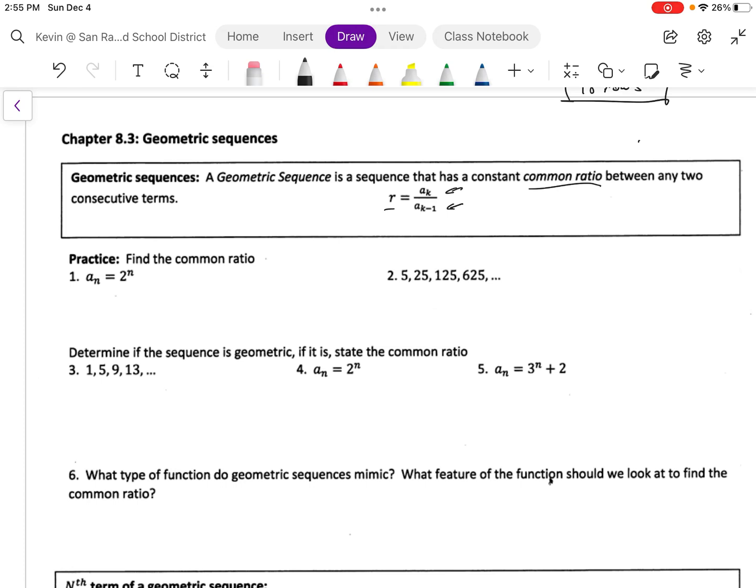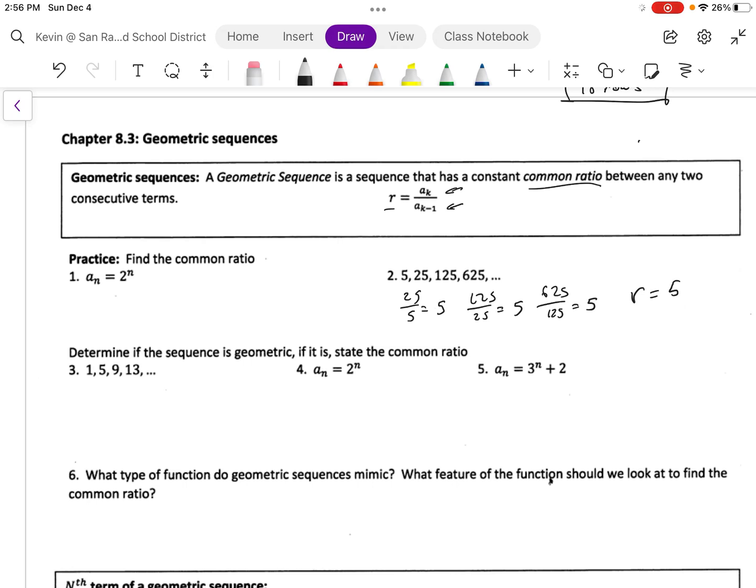Let's look at number 2 right here to get an idea. If we take any term, we'll take 25 divided by the term previous to it, it's 5. If we take 125 divided by the term previous to it, it is 5. 625 divided by 125, it is 5. So we can say that our common ratio is 5.